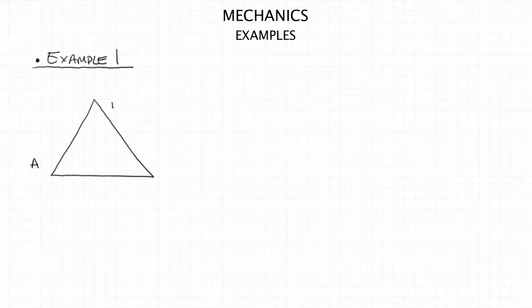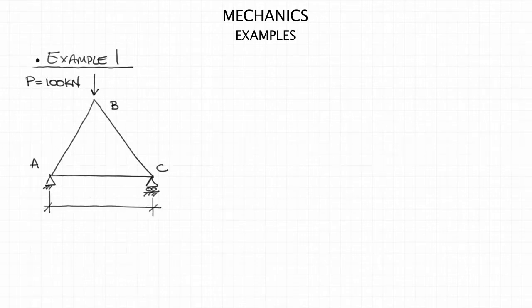made of three members, AB, BC, and AC, which is supported at A and C, simply supported by a pin and a roller, and having a force with a magnitude of 100 kilonewtons acting vertically at B. Member AC is 2 meters long, and the angles at A and at C are 60 degrees, which makes the entire triangle an equilateral triangle.